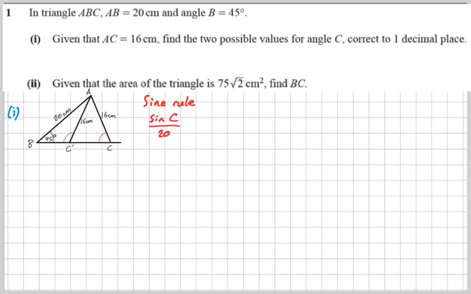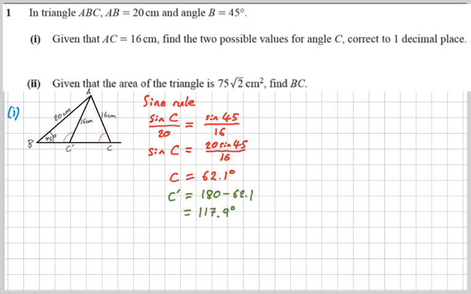So sine of unknown C, this one, over 20 is equal to sine of 45 over 16. Rearrange that, times both sides by 20, and then shift sine both sides, and we get 62.1 degrees. Now think about how you'd work out the green angle given that. Well, look, this is actually an isosceles triangle, isn't it? So we know that this little angle here is equal to the red one. So then we can just do 180 minus that to get the green one. And there we have our answer.